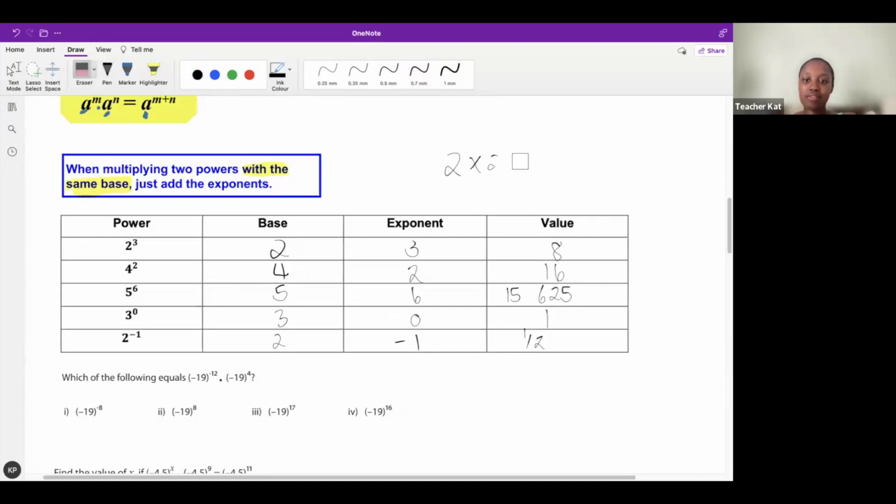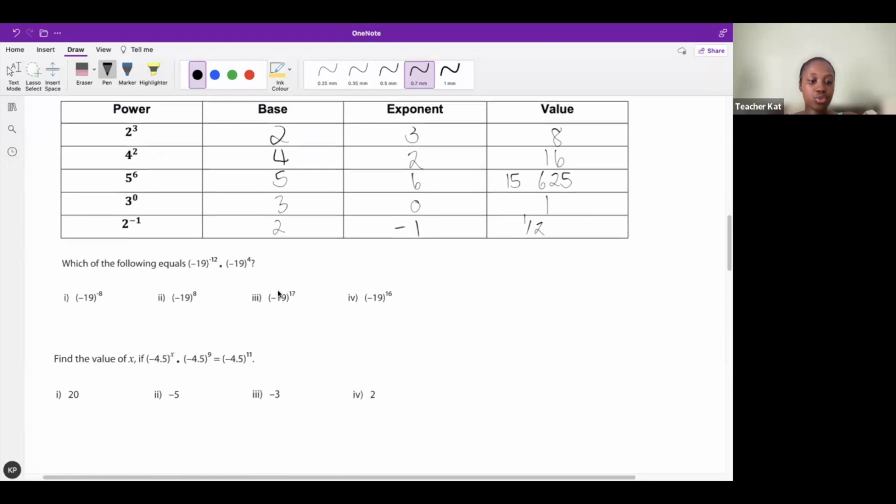Okay, I'm going to leave this here for a few seconds for you guys to screenshot. Okay, basically, I just wanted us to get the hang of my vocabulary. So the whole thing is called the power. The base is my big number at the bottom, and my exponent is a small number at the top. Then the value just means work it out.